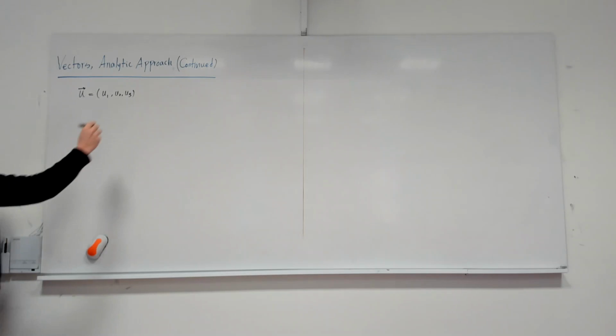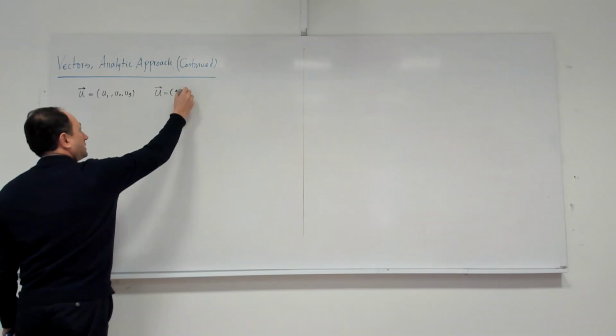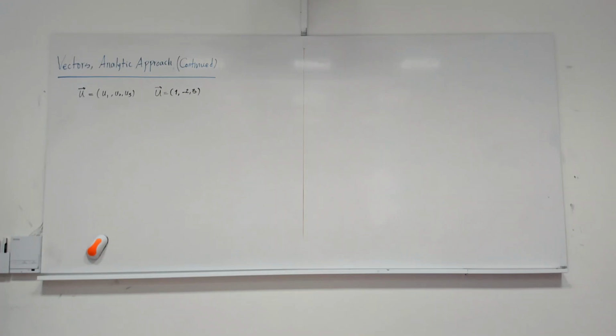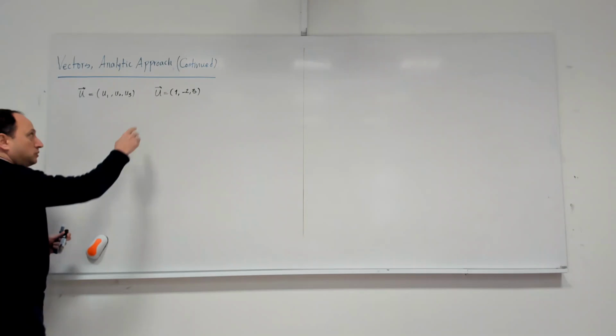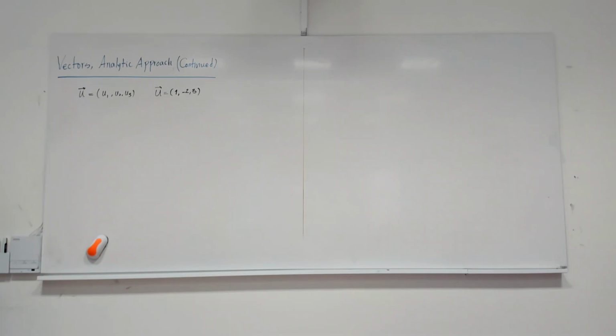For example, if I say u is equal to (1, -2, 3), this means that this is a vector that takes me 1 unit in the positive x direction, 2 units in the negative y direction, and 3 units in the positive z direction. That is the interpretation of the components of a vector, which is different from the coordinates of a point.